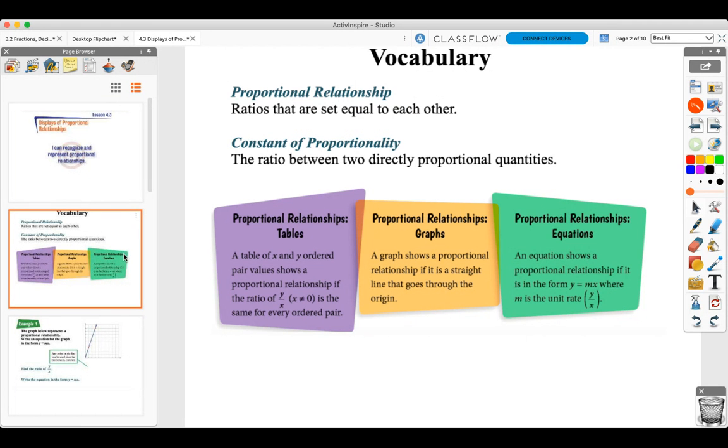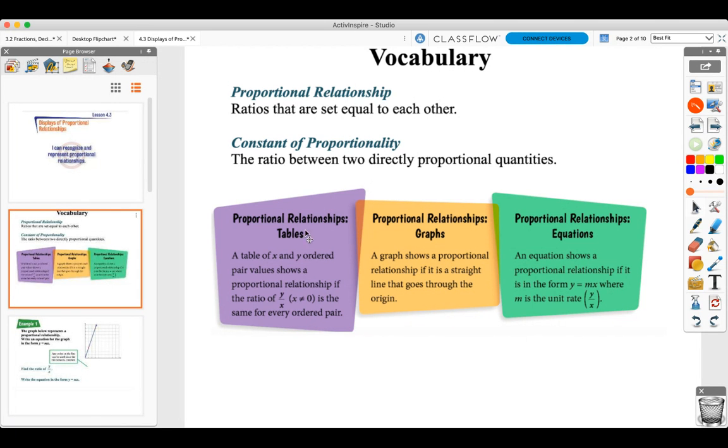Some of it we have done. So proportional relationships are ratios that are set equal to each other. So we've been solving proportions for the last several lessons. And then constant of proportionality is a ratio between two directly proportional quantities. So this is going to be directly proportional.